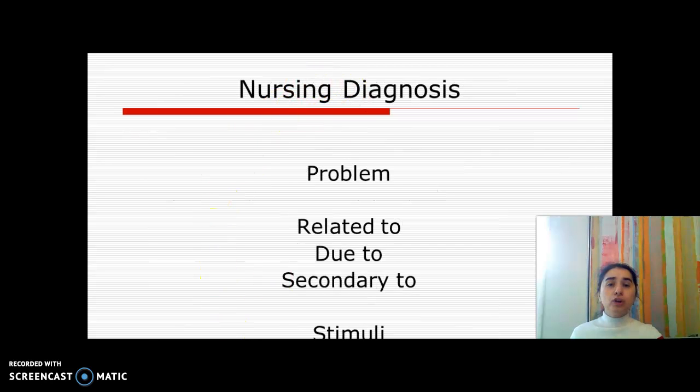Let's review what a nursing diagnosis is supposed to look like. First is a problem. It's your level 1 assessment. Then it is followed by related to, due to, or secondary to. This is your level 2 assessment that answers the question why. Don't forget stimuli and manifested by. You have to explain and describe how this problem is manifested.